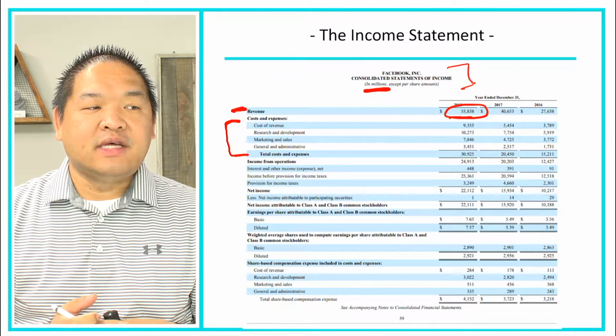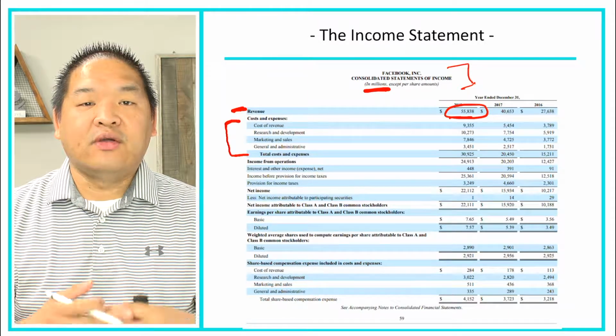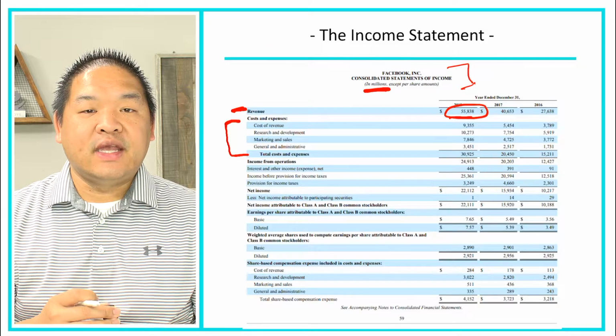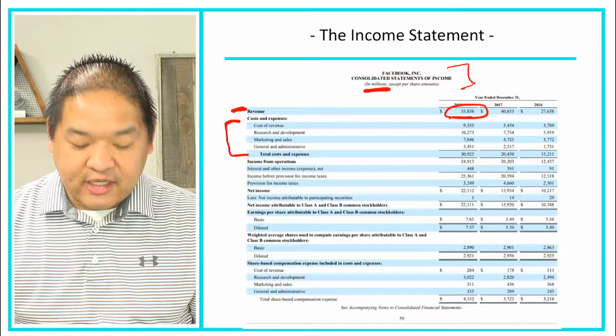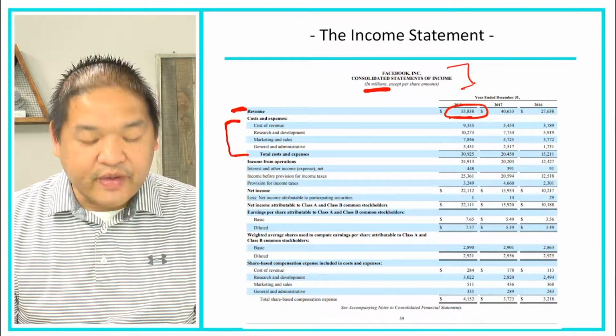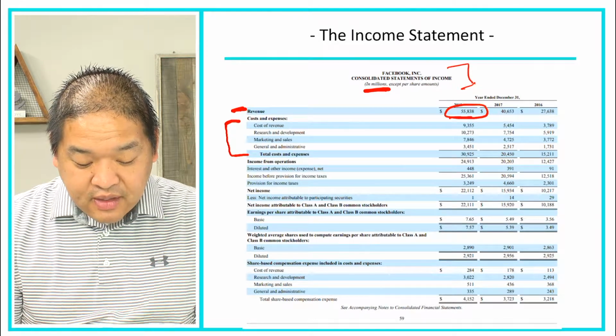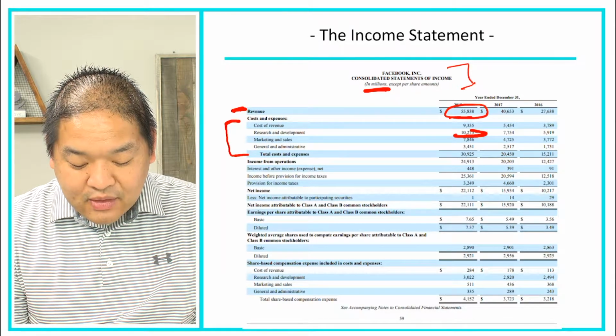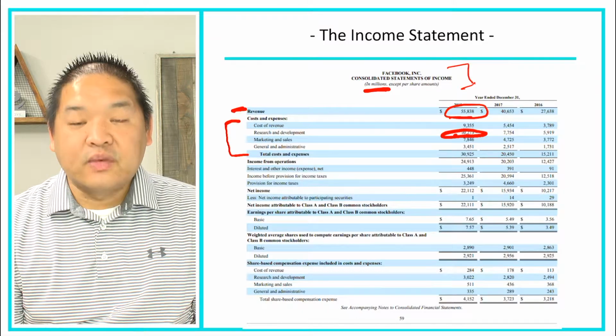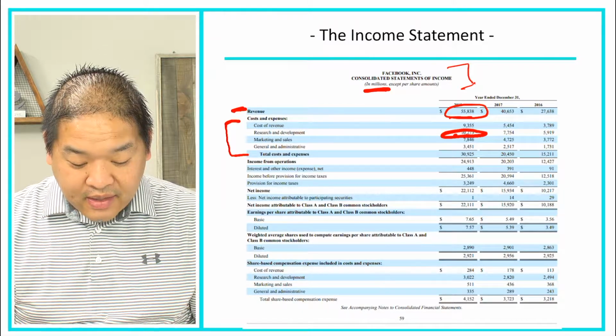It may be the salesperson that has to call these businesses to get them to sign up to put their ads on Facebook. So that's cost of revenue. We've got research and development. A company like Facebook is doing a lot of research and development. Shoot, they're doing $10 billion of research and development. So that's a lot of money there.